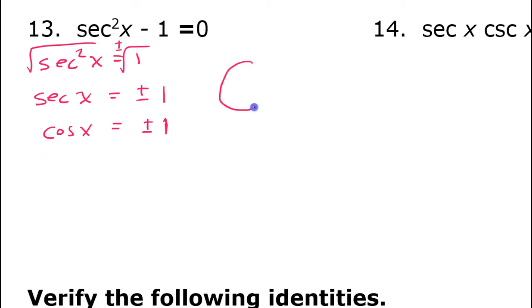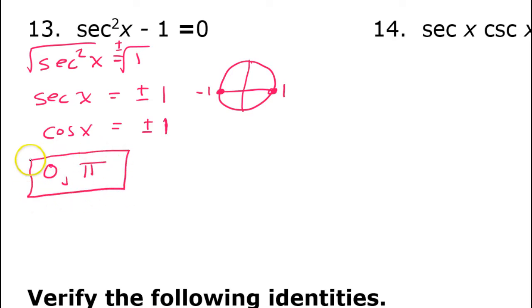Well, cosine is the x value. So it is 1 here, and it is negative 1 here. So these are the two values that will give me a positive 1 or negative 1. Nowhere else. The other two quadrantal angles would give me 0. So that is 0 and pi. So those are the two solutions for problem number 13.